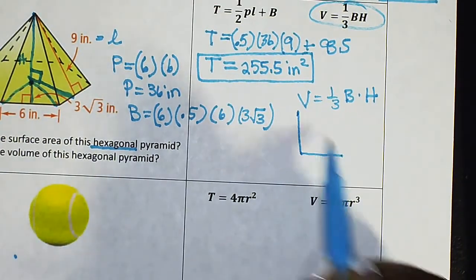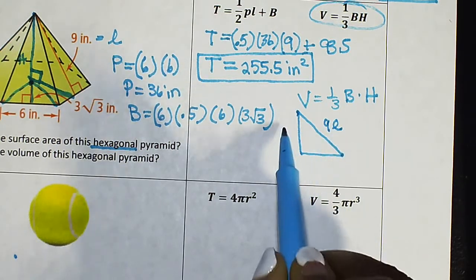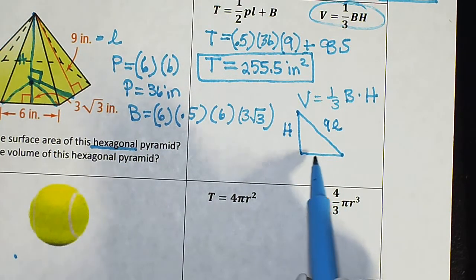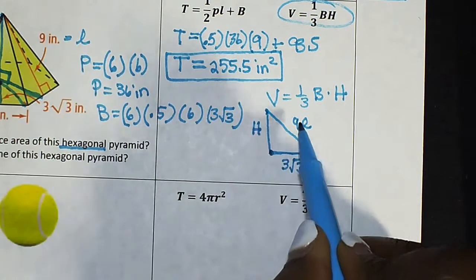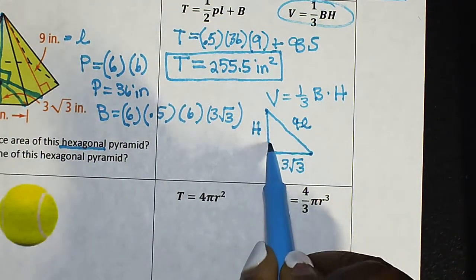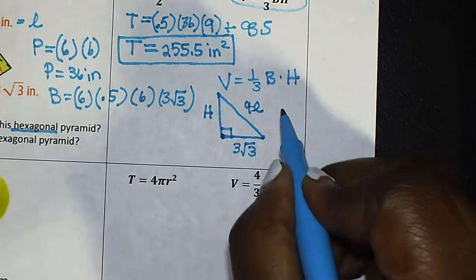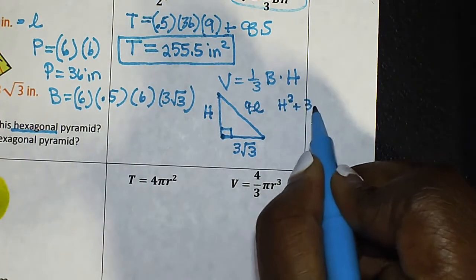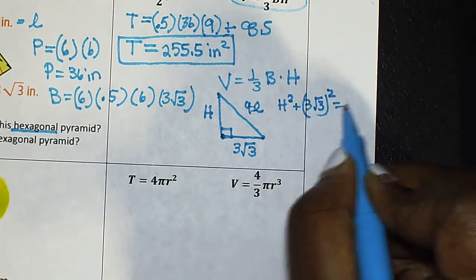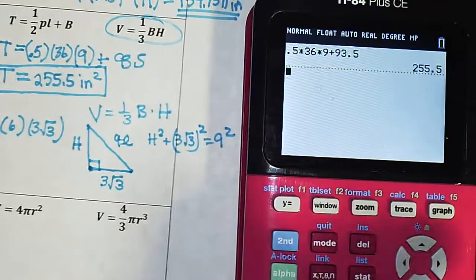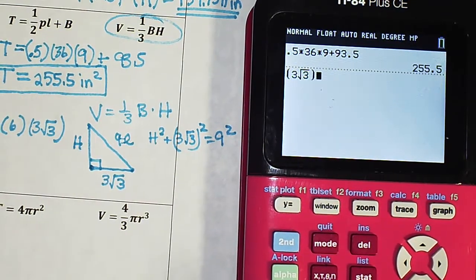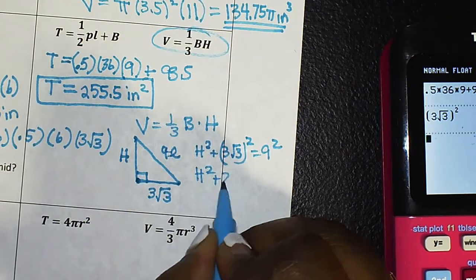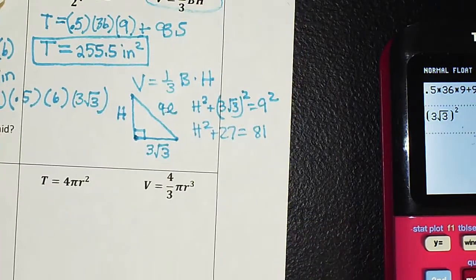So I'm going to draw the triangle so you know what I'm talking about. This is 9. That's our slant height. This is the H I'm looking for. And the distance from the center to the edge is 3 square root of 3. Boom. So I've got 9 here, and this is a right angle, so I can use the Pythagorean Theorem. So H squared plus 3 square root of 3, that whole quantity squared, equals 9 squared. So let's see what 3 square root of 3 squared is. What does that come out to be? 27. So H squared plus 27 equals 81, because 9 times 9 is 81.